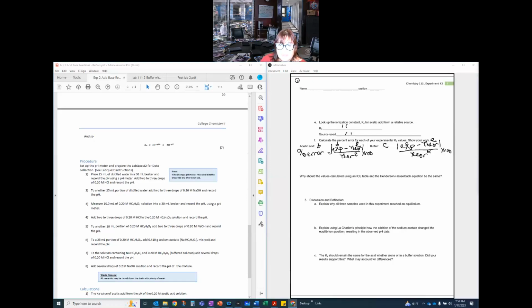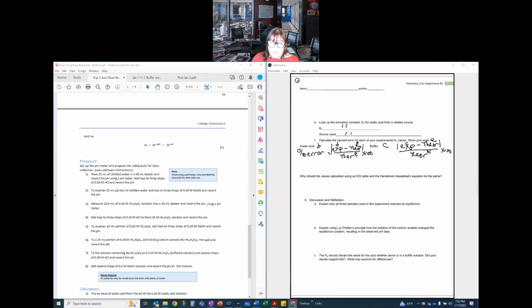Now, why would the values calculated using an ICE table and the Henderson-Hasselbalch equation be the same? Well, I want you to think about, how did we get the Henderson-Hasselbalch equation? When we talked about it, didn't we derive that from Ka? And so if we derived it from Ka, which uses an ICE table, then I would expect that they should be the same because they come from the same data. Okay, so that is my expectation there. Now, I'm going to let you explain that however you want to explain that.